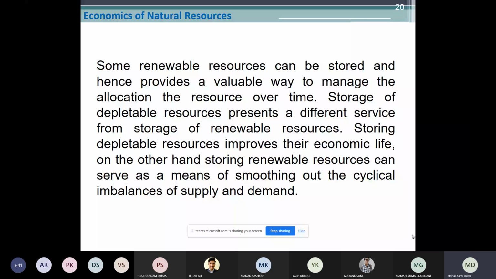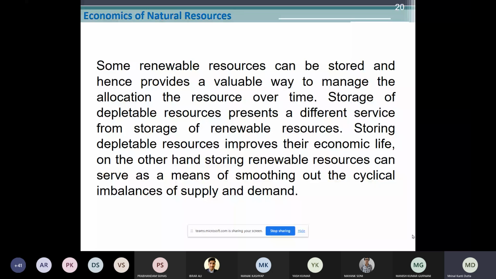So some renewable resources, as we have talked about, actually, we talked about storage of non-renewable or depletable resources. Similarly, some renewable resources can be stored, and hence it will provide a valuable way to manage the allocation of the resource over time. Storage of depletable resources presents a different service from storage of renewable resources. Insofar as depletable resources are concerned, storage improves their economic life. The life gets extended. But in the case of renewable resources, what happens?